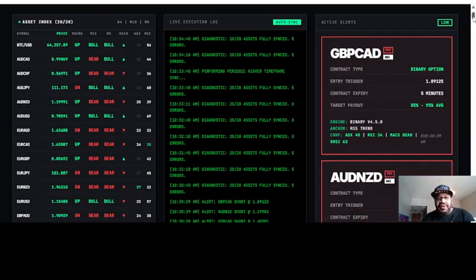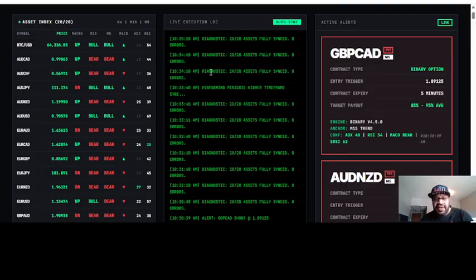What you're seeing here in the middle is the live execution log, and this live execution log tells me what's happening with the trade feed. It retrieves the forex historical price data from the Deriv web socket, giving me the general health of the feed into the engine.